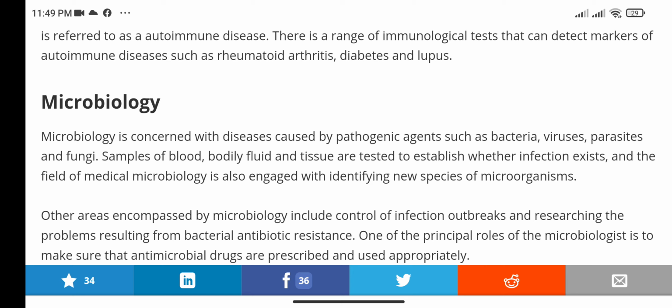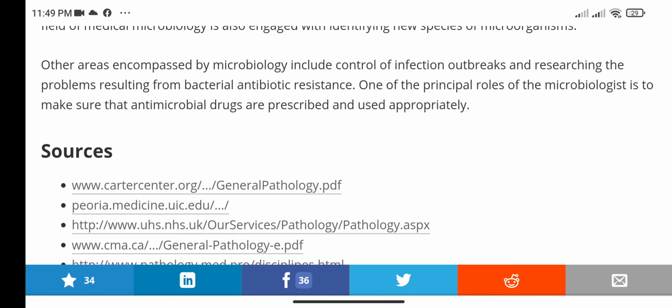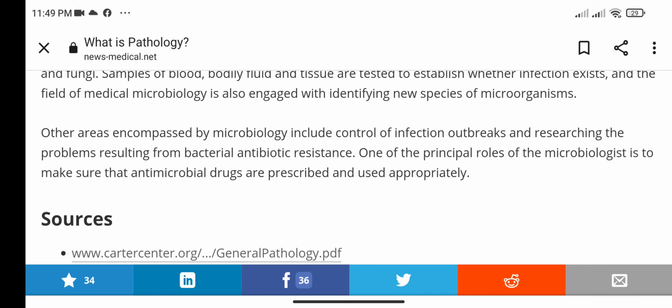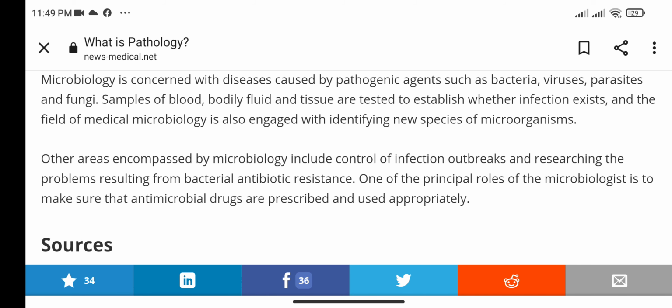Microbiology is concerned with the diseases caused by pathogenic agents like bacteria, viruses, parasites, and fungi. Samples of blood, bodily fluid and tissues are tested to establish whether infection exists. The field of medical microbiology is also engaged with identifying new species of microorganisms. Other areas encompassed by microbiology include control of infections like parasitic, bacterial, and viral infections, outbreaks, and researching the problems resulting from bacterial antibiotic resistance.